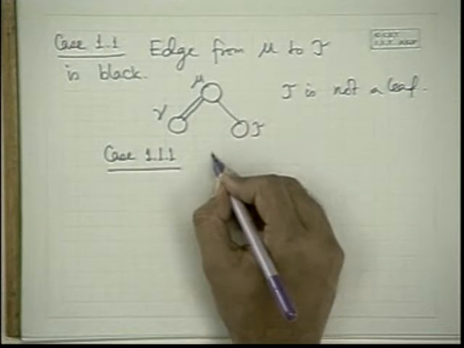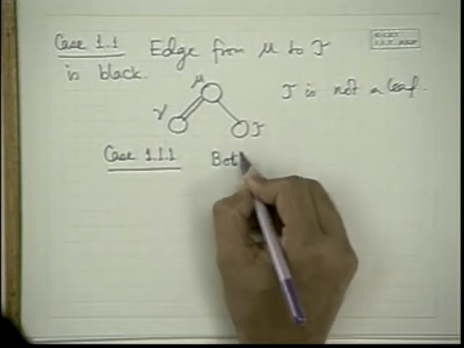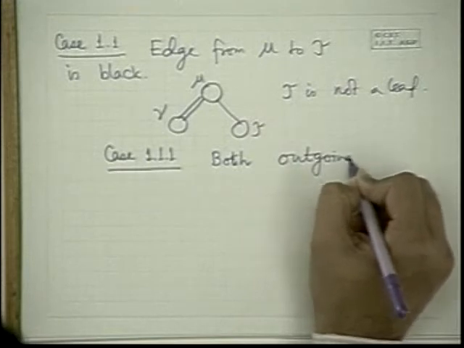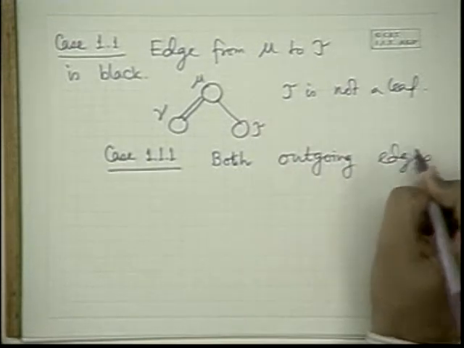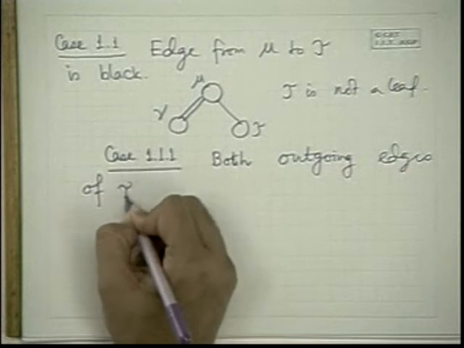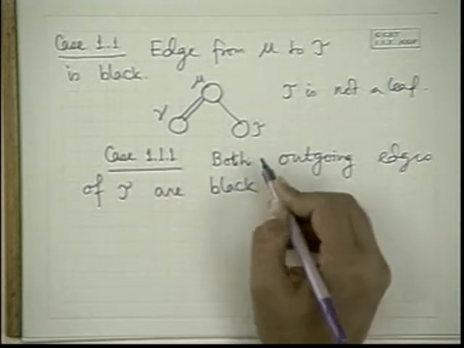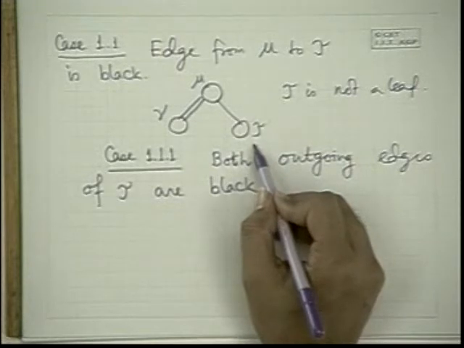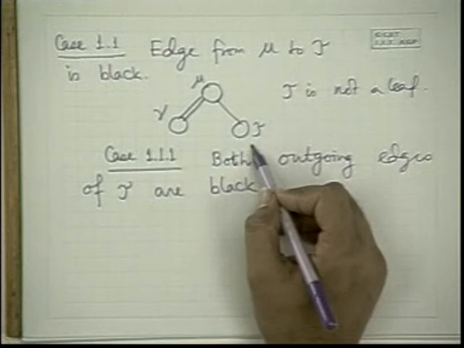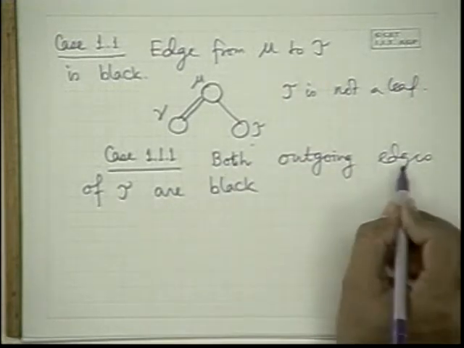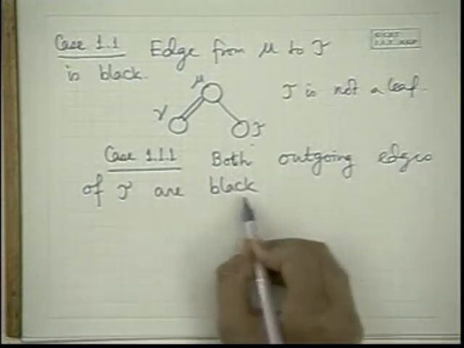The first case: both outgoing edges of tau are black. I know that tau is not a leaf, so it must have 2 children. So if we assume there are 2 children, what is the situation according to this case? Both outgoing edges of tau are black.